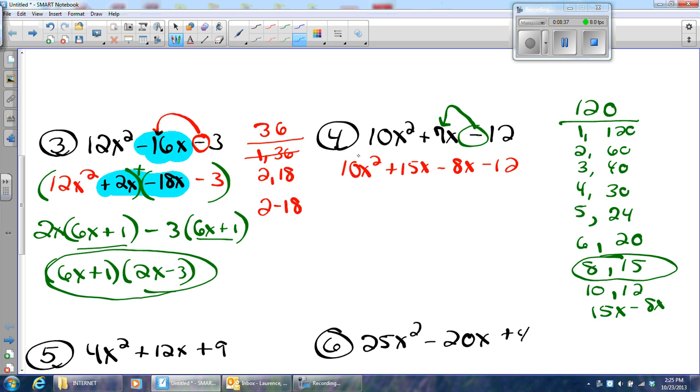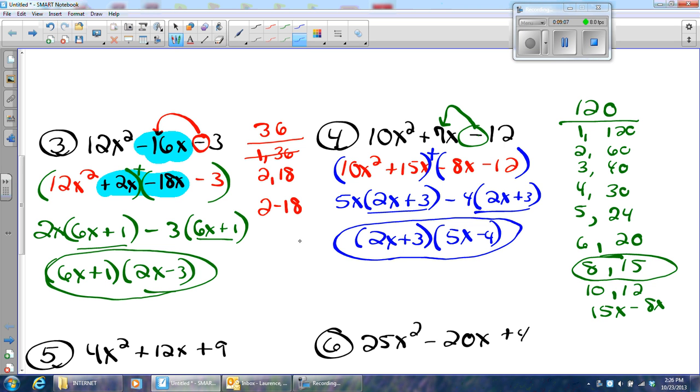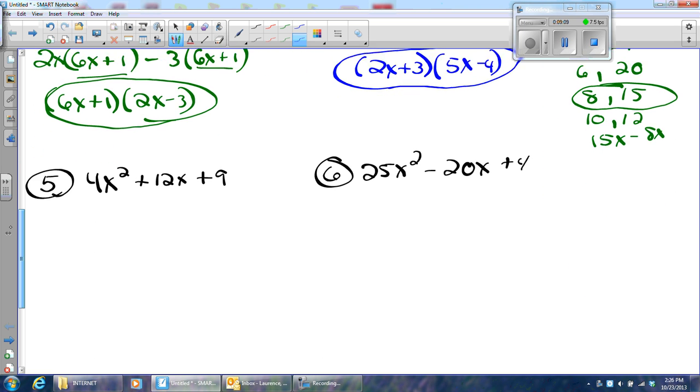All right, going to group, put that plus sign between the quantities. GCF will be 5x. Be left with 2x plus 3. Going to factor out a negative 4 to be specific. 2x plus 3, look at that. I got the same quantity. I got 2x plus 3 as a quantity and 5x minus 4 as a quantity. Now you might be thinking, wow, Mr. Owens, you make this look so easy. You know what? It is easy. Just follow these steps.